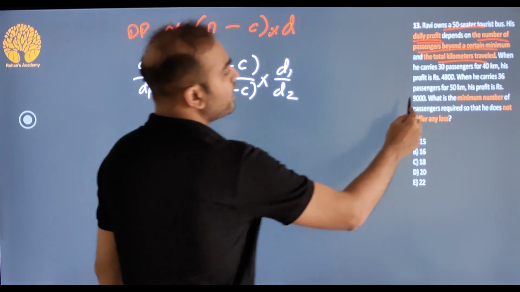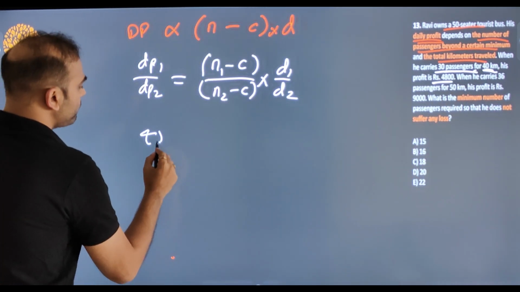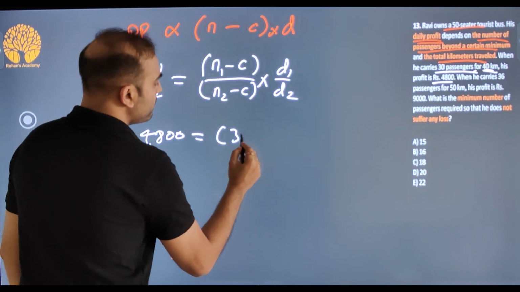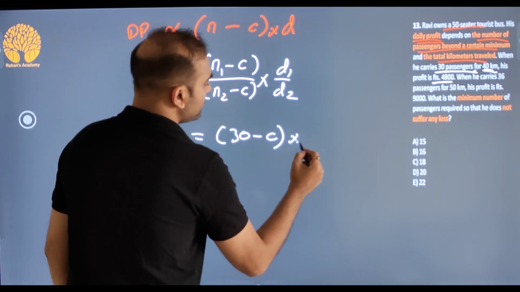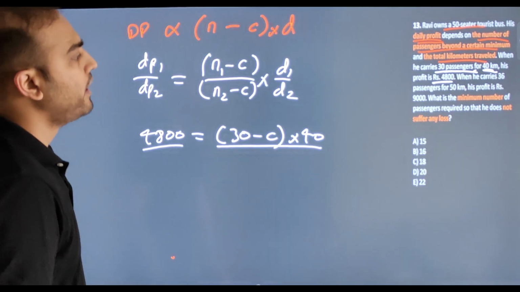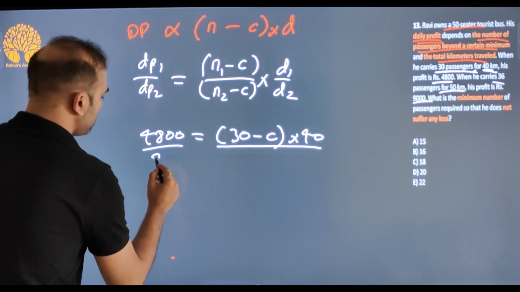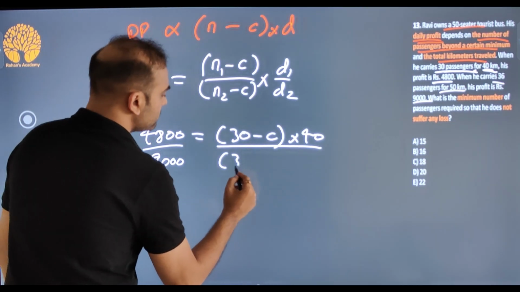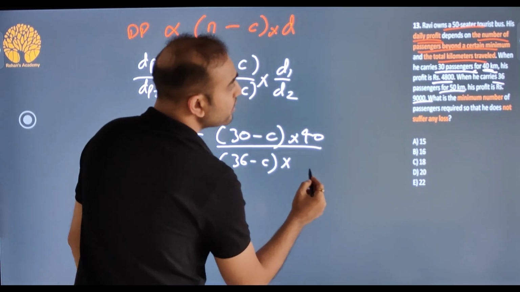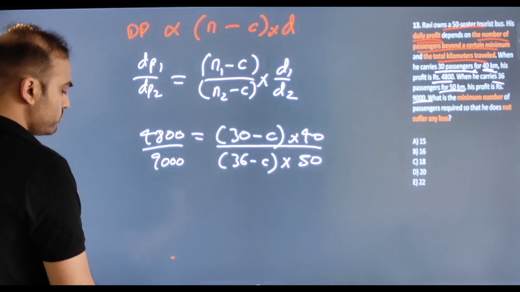Now what do we know? If he carries 30 passengers, 40 kilometers, 4800. So 4800 is for 30 passengers carrying 40 kilometers. And 36 passengers, 50 kilometers, 9000. 9000, 36 passengers, 50 kilometers, right? Now all we have to do is solve.